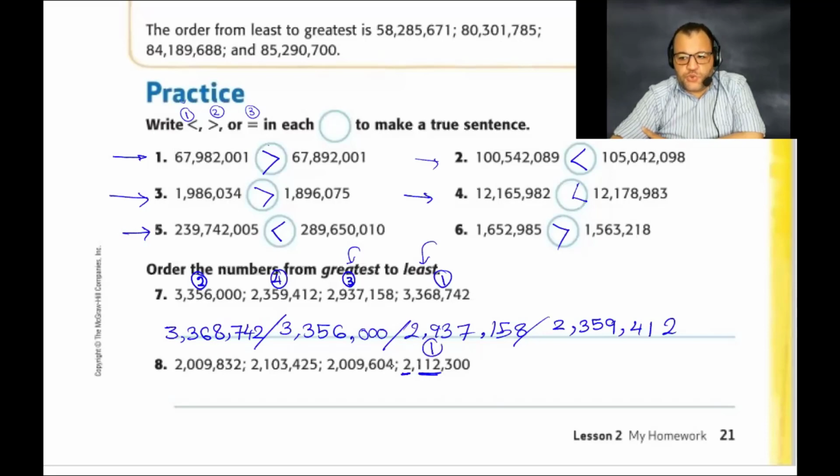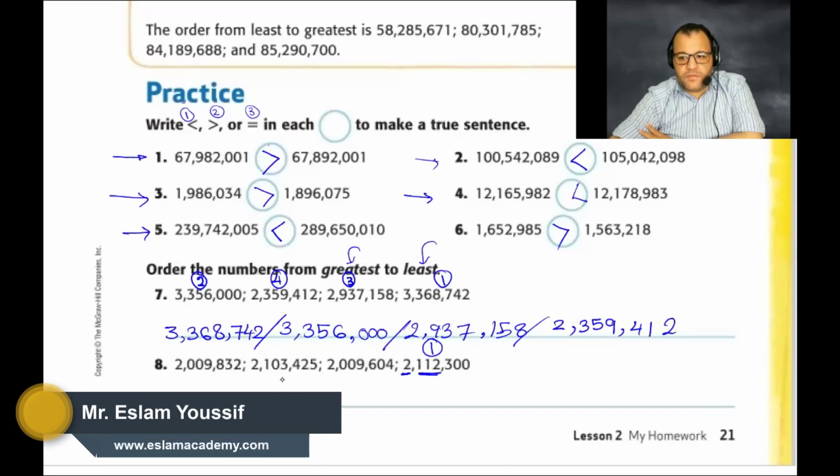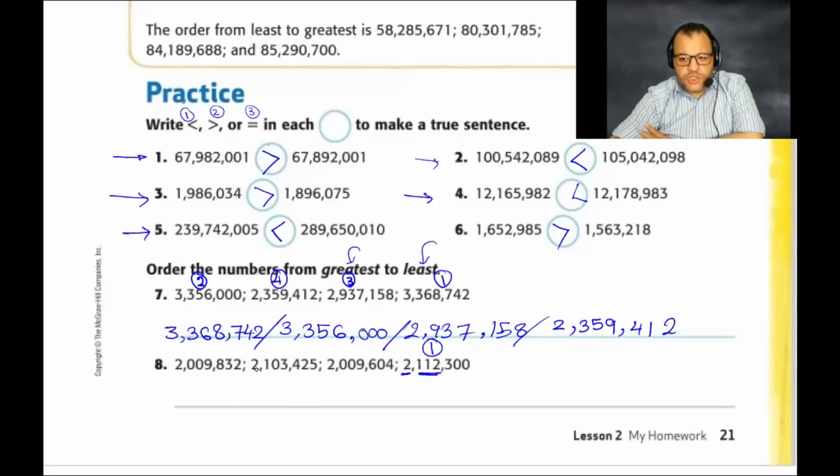Okay. Number two. Which number would be number two? Malik? 103,000,000. No, just start from the first one. Oh, this 2,000,000. Which 2,000,000? What is this number? 103,000. Read this number. 425. Yes, perfect.